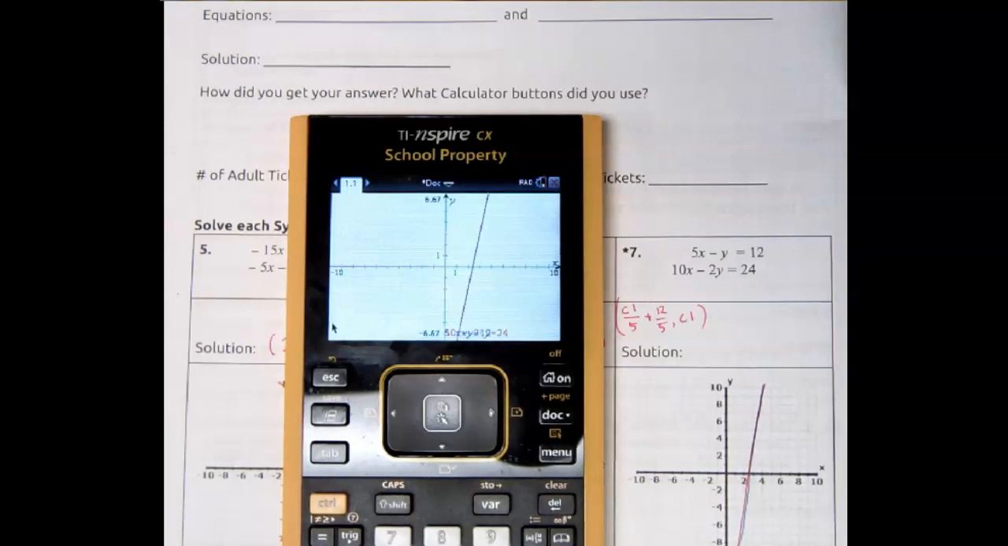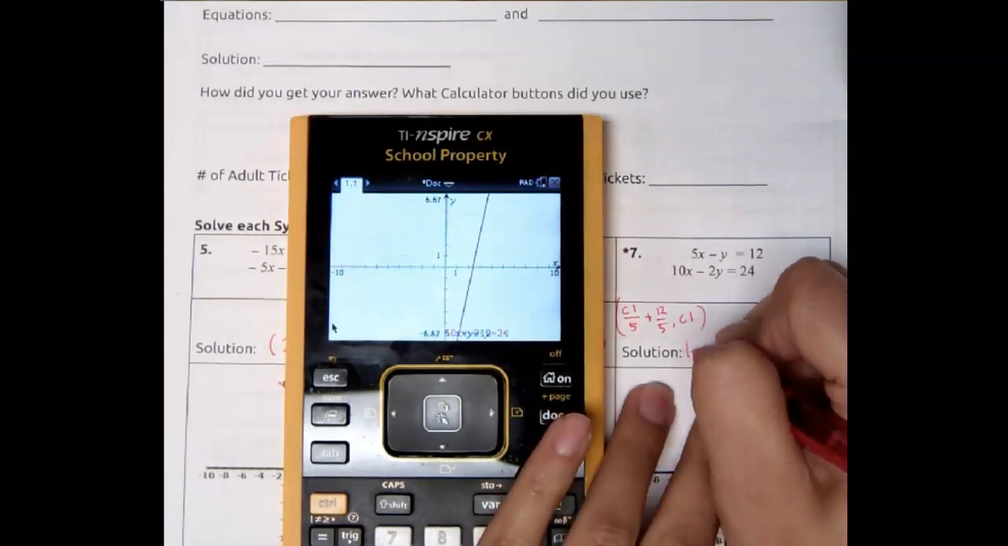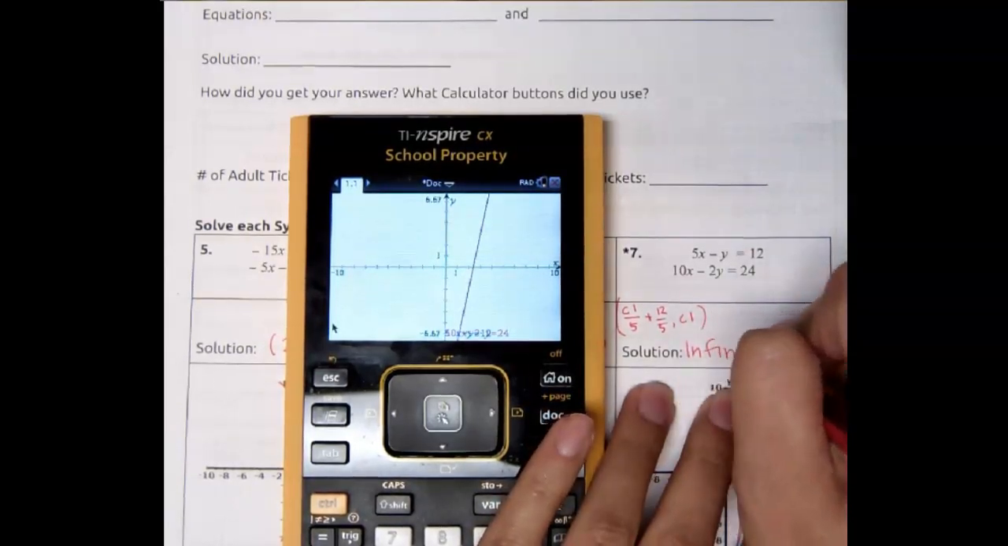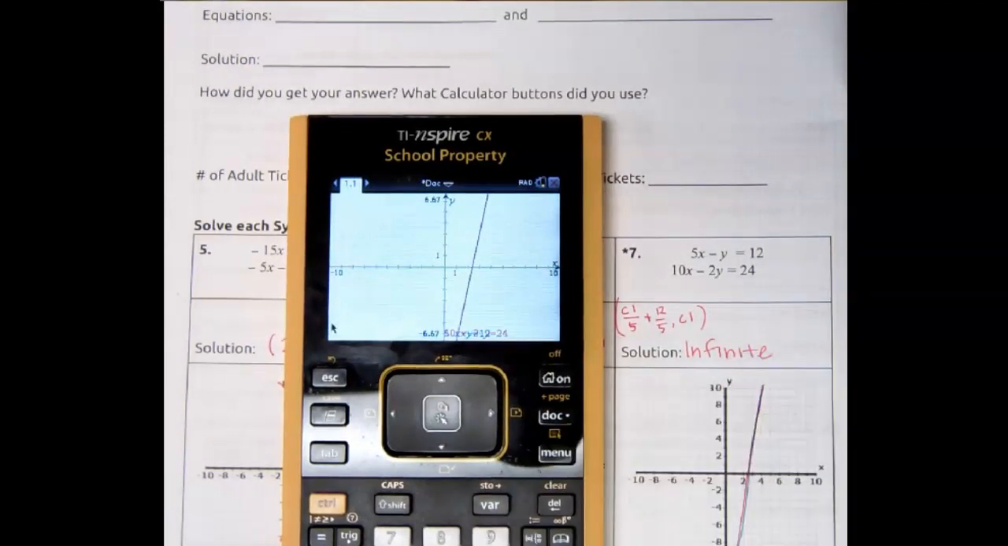So what kind of lines are those? Overlapping. So if they're overlapping, they are always touching. Every time that they touch, that is a solution. So the number of solutions is infinite for this one.